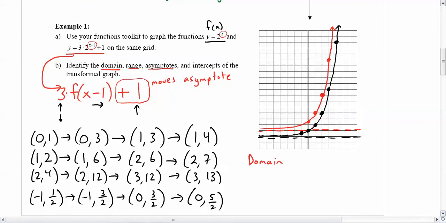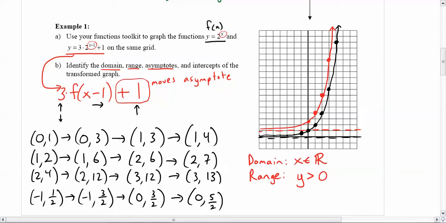So the domain of an exponential, as you can see, it goes left and right in all directions. There's nothing that it's not allowed to be. So x can be any real number. But the range has some restrictions. What's the range of the function? y has to be bigger than 0. Can it be equal to 0? No, because there's an asymptote there. We'll never actually reach the asymptote.